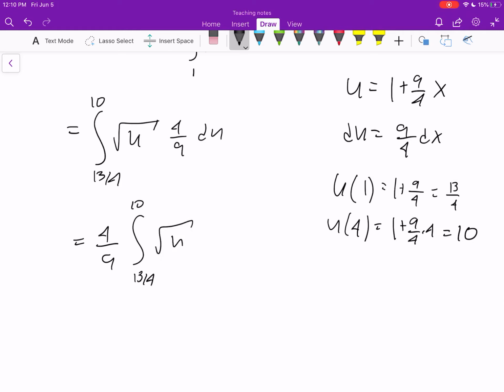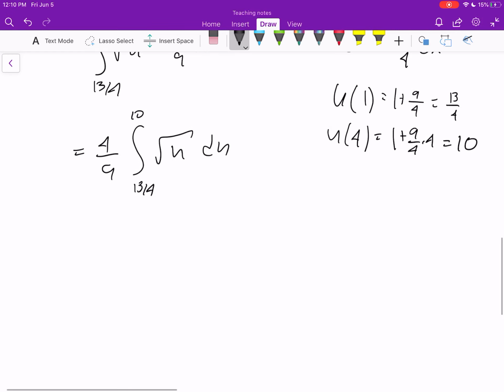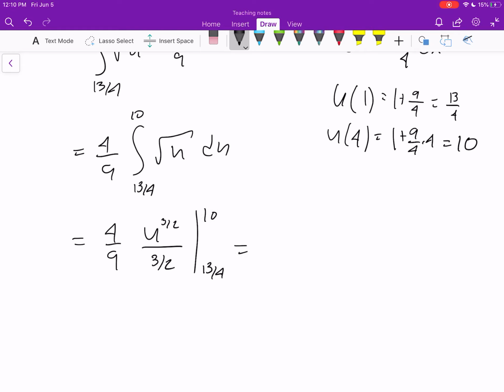Square root of u du. And now I can integrate this. So this is going to be 4/9. Square root of u is u to the 1/2, so I'm going to get u to the 3/2 divided by 3/2, evaluated from 13/4 to 10.